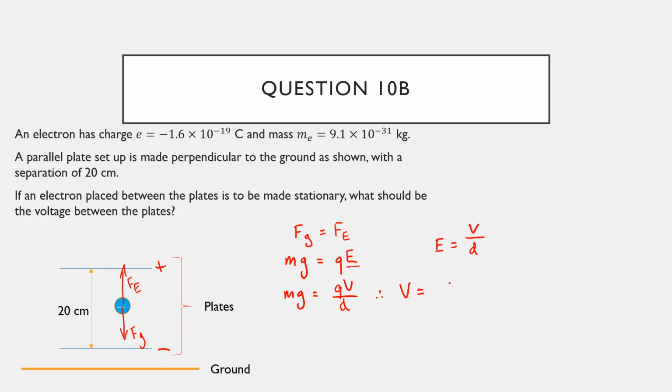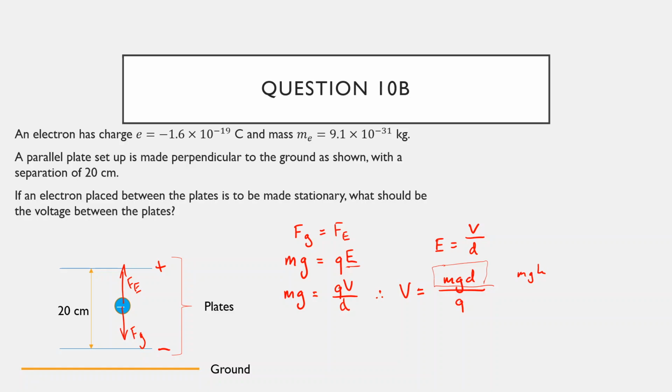So V ends up being mgd over Q. This expression here might be familiar to you. Try and think about what that might be. mg times a distance. What if instead of d, I write mgh? Ooh, what's that? That is a value for a particular kind of energy. So what we've got here is an energy divided by a charge. And if you recall a couple of videos ago, that is the definition of what voltage is. Voltage is energy per unit charge.